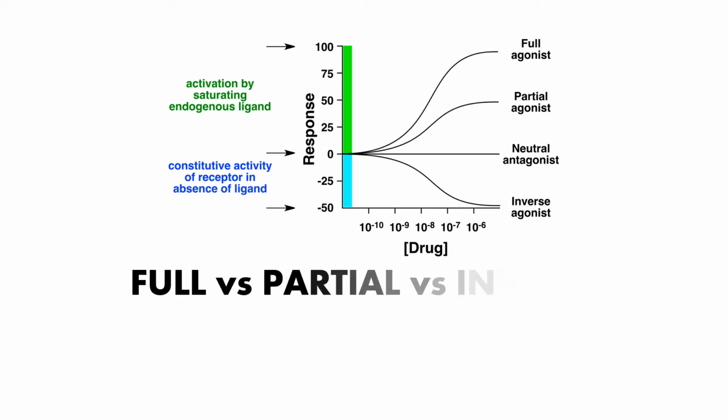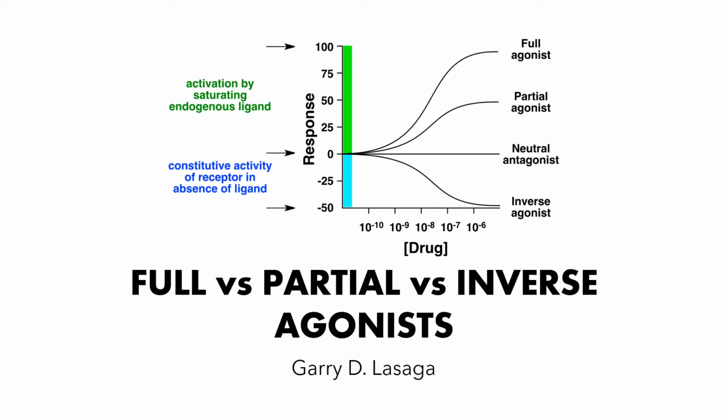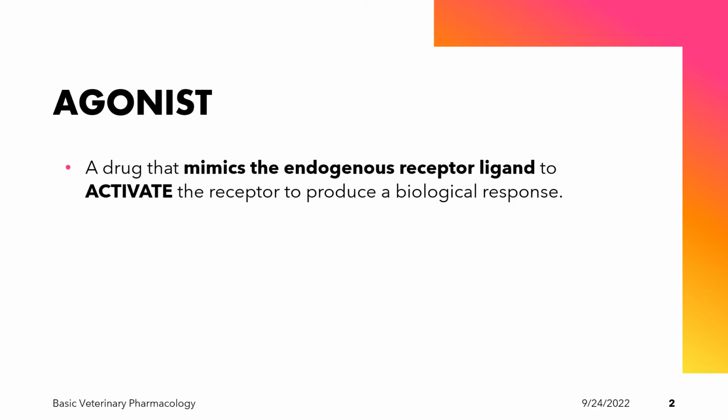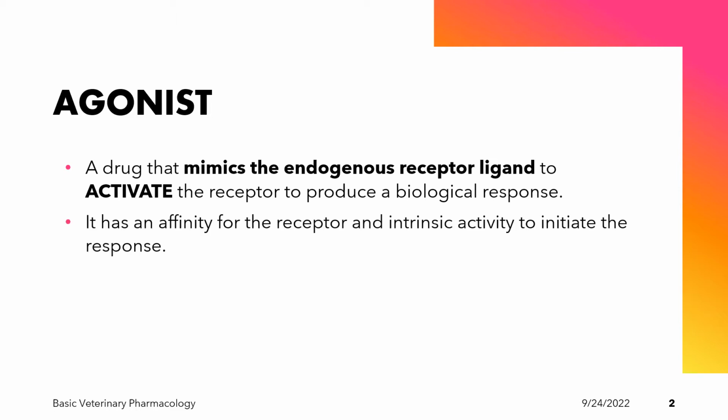This presentation will talk about the agonist drug, particularly the full agonist, the partial agonist, and the inverse agonist. So when we say agonist, this is a drug that mimics the endogenous receptor ligand to activate the receptor to produce a biological response. It has both affinity for the receptor and intrinsic activity to initiate the response.